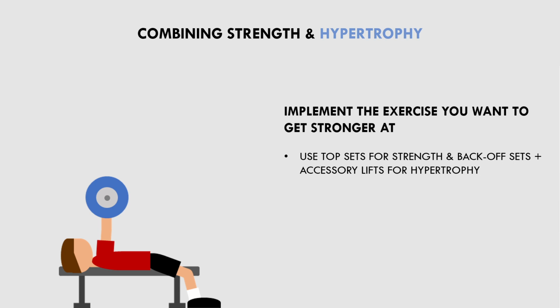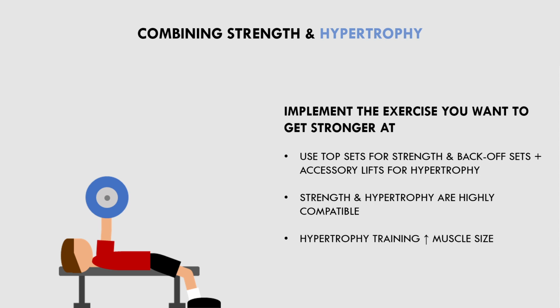The good thing is that strength and hypertrophy are very compatible adaptations. Growing bigger muscles will provide more contractile tissue for strength training, while strength training will provide the neural adaptations required for the specific lift.